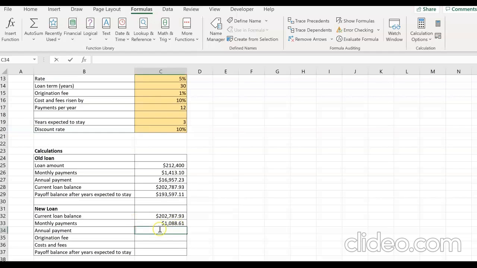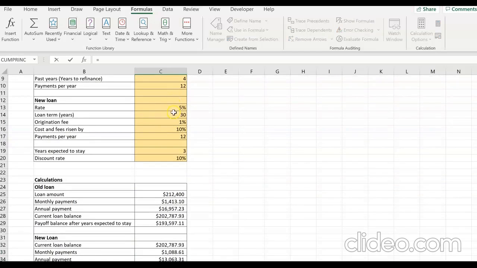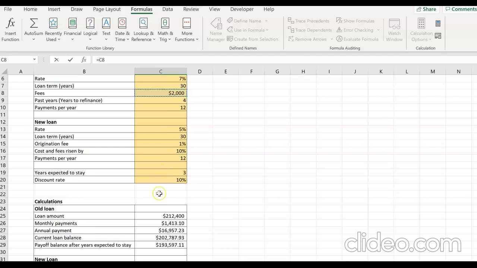For the annual payments, I use the monthly payments multiplied by 12, and the origination fee would be 1% as given, multiplied by the current loan balance. And for the costs and fees, I used the $2,000 fees multiplied by 1 plus 10%.